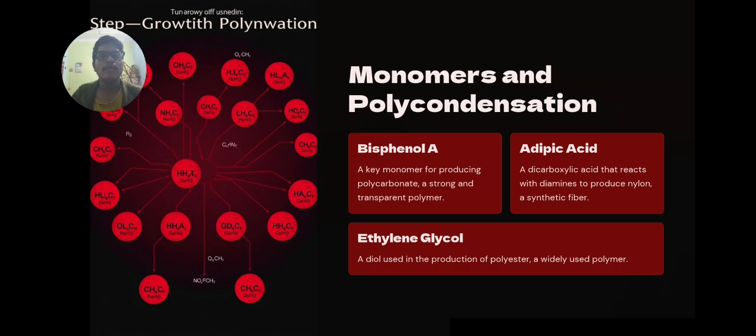Monomers and polycondensation. Bisphenol, adipic acid, ethylene glycol. Bisphenol is a key monomer for producing polycarbonate, a strong and transparent polymer. Adipic acid, a dicarboxylic acid, reacts with diamines to produce nylon, a synthetic fiber. Ethylene glycol, a diol, is used in the production of polyester, a widely used polymer.